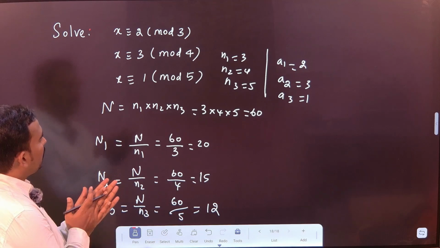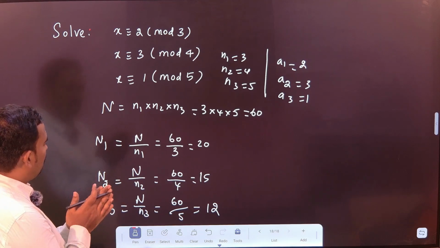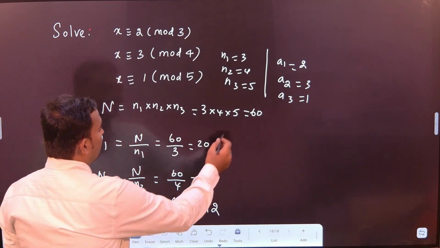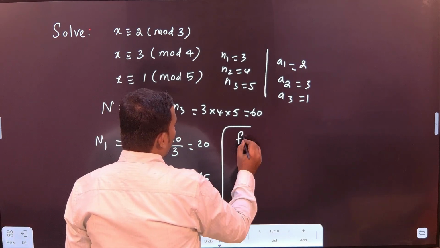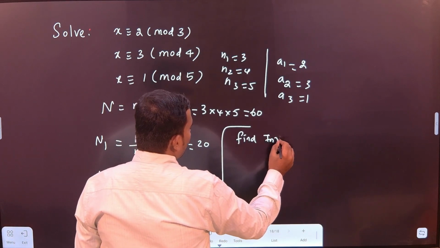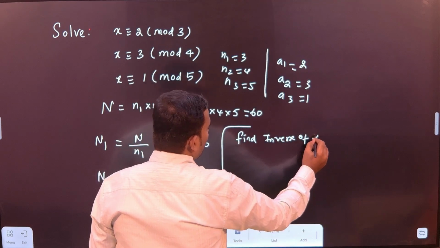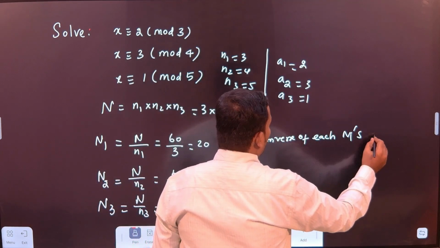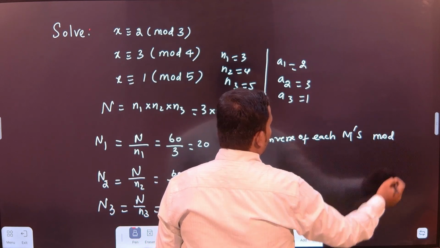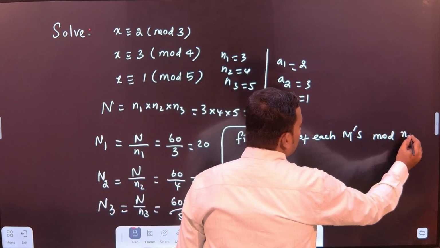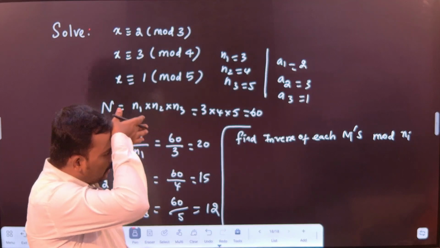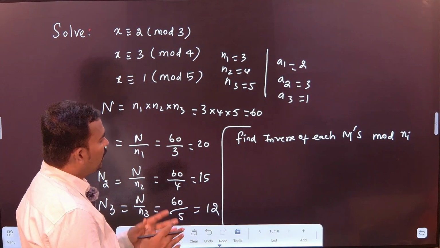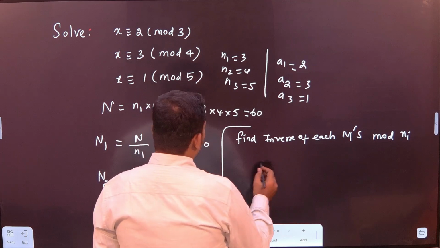So the next step is how to find x here. You need to find the inverse of each Ni modulo ni. You have to calculate, right? Okay, this is the procedure for the Chinese remainder theorem, right? How to find that?